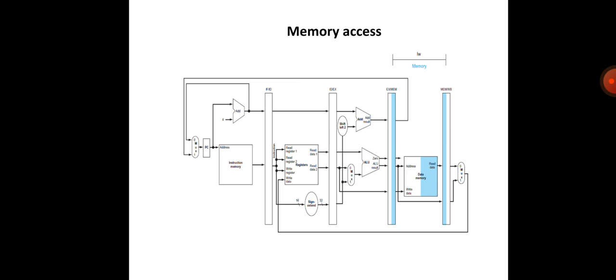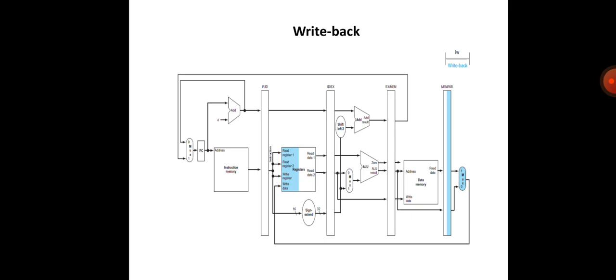The fourth stage is the memory access stage. Similarly, here the data is read, so the right half is highlighted. We are reading the data from the memory. The right half is highlighted, and the data read is written into the last pipeline register, the MEM/WB register. So the left half is highlighted.